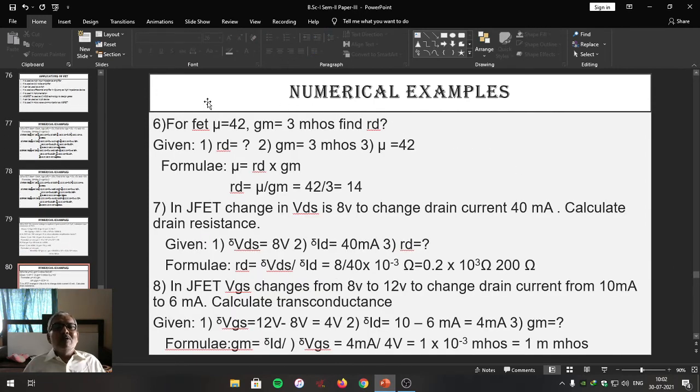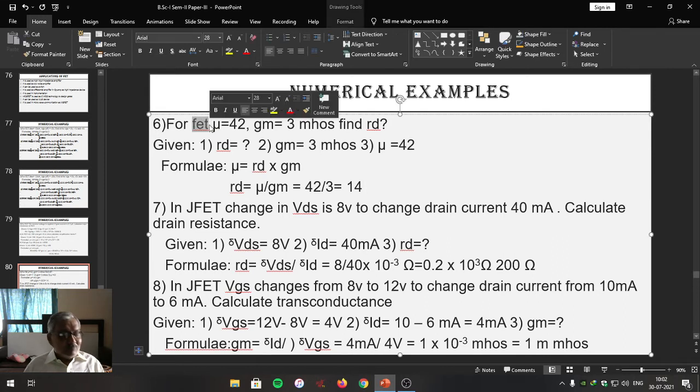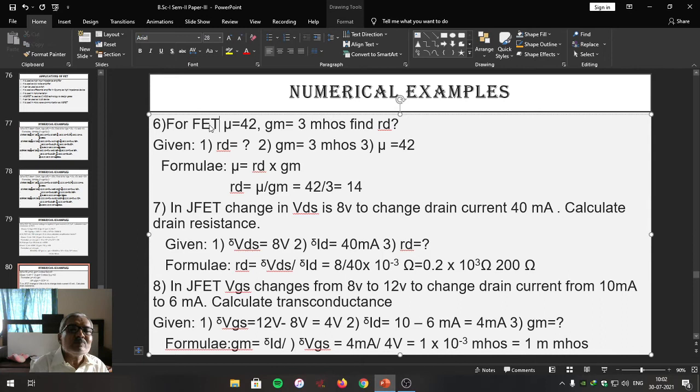Next one is for it. Mu is equal to 42, gm is equal to 3 mhos, find rd. Here rd is to be calculated, gm is given 3 mhos. Mho is the unit of transconductance. And mu is given, the amplification factor, that is 42.